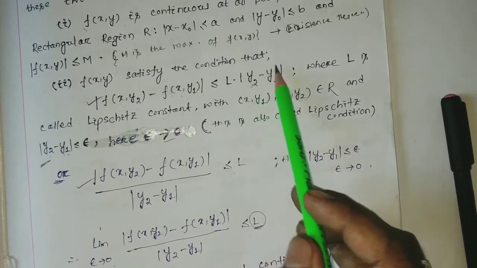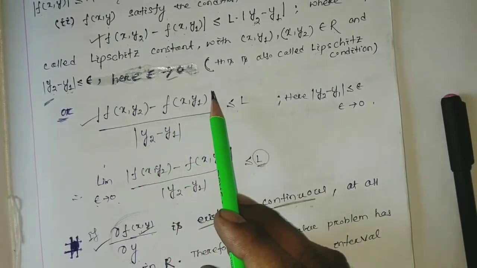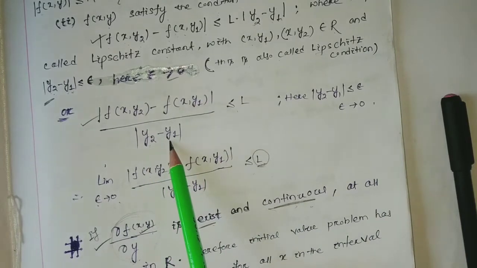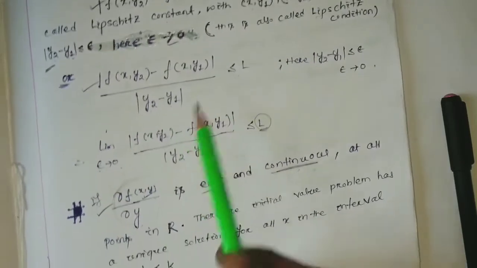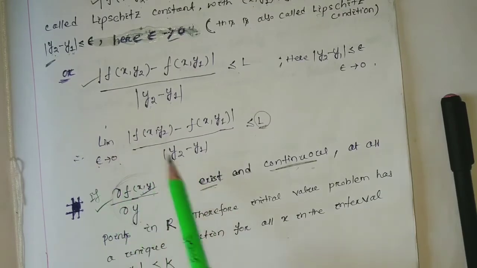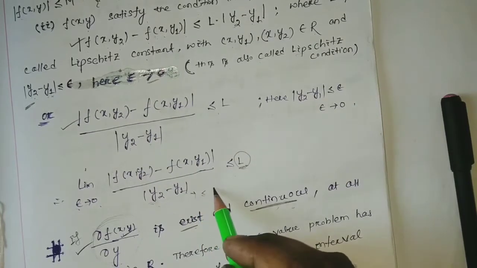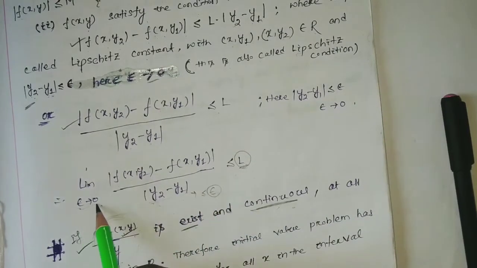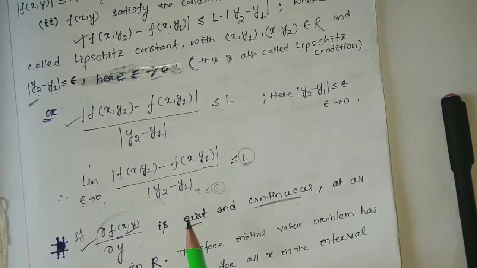And if I take this term to the denominator, then I can write this one itself. Here if y2 is approximately equal to y1, that means this tends to 0. So here I can write the limit as epsilon tends to 0. As I told, y2 approximately y1 means the modulus of y2 minus y1 is less than or equal to epsilon, where epsilon tends to 0. Or you can say both values are approximately equal to each other.